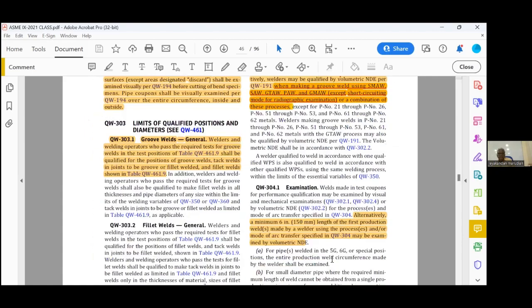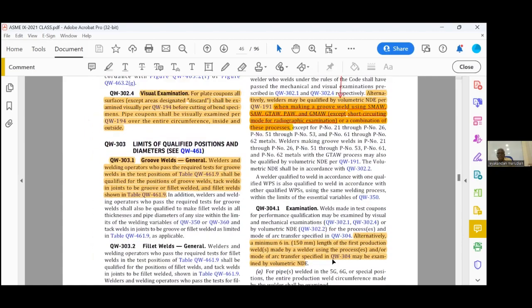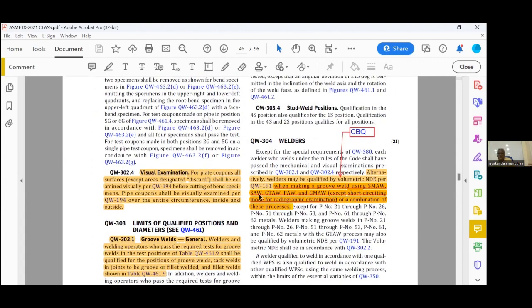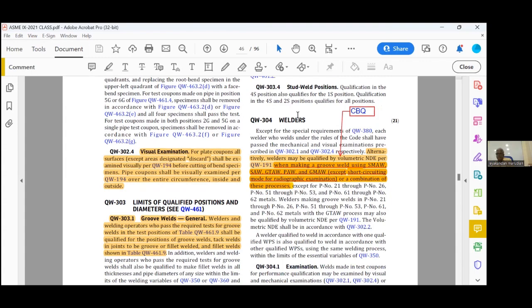Next page, page number 73. This is very important, closed book. When making a groove weld using SMAW, SAW, GTAW, PAW, GMAW, except short circuiting mode, for radiography. So for GMAW short circuiting mode, radiography is not allowed. That is a closed book question. Whether it is a welder or welding operator, short circuiting radiography is not allowed. See here, 304 is welders, 305 will be our welding operator. All will repeat actually.